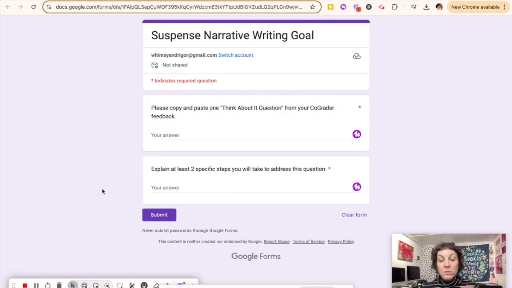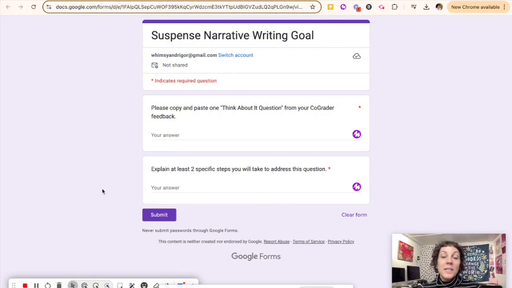Now, of course, with a Google form, what is fantastic is you can export all of their answers into a sheet, and then I can quickly look at it and see, okay, here's what this student is working on, and here's the steps they're going to take. Of course, what I then can notice is if a student knows what they need to work on, but they're not so sure about the steps they need to take, I can intervene in there and help support them.